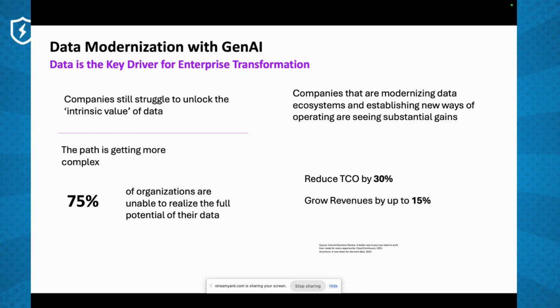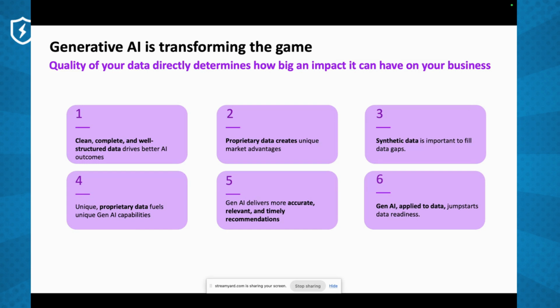But then came the word GenAI. Why GenAI? That is where we started talking about some numbers, like 75% of organizations being unable to realize the full potential of data because it was all manual work. Organizations understood that if they move towards GenAI, they can reduce TCO by 30% and grow revenues by 15%. These are numbers that were published in a Harvard Business study. So we understood traditional to modern, and then GenAI.